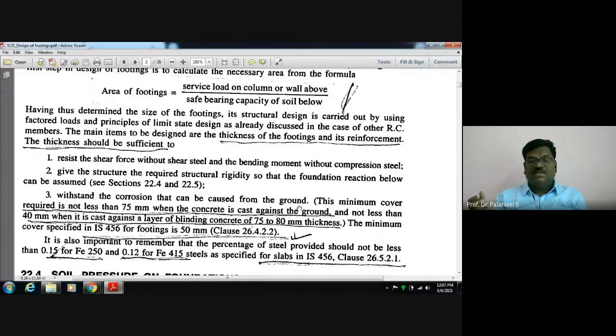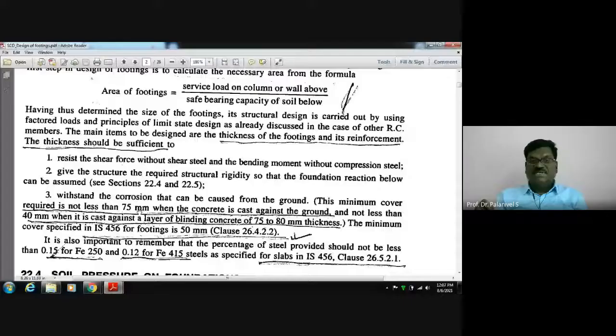Obviously the cover of the footing. The minimum cover required is not less than 75 mm when the foundation concrete is cast directly against the ground, and not less than 40 mm when it is cast against a layer of blinding concrete of 75 to 80 mm thickness. If some base concrete is put and the foundation is constructed on it, then 40 mm is sufficient. However, the minimum cover required is 75 mm.